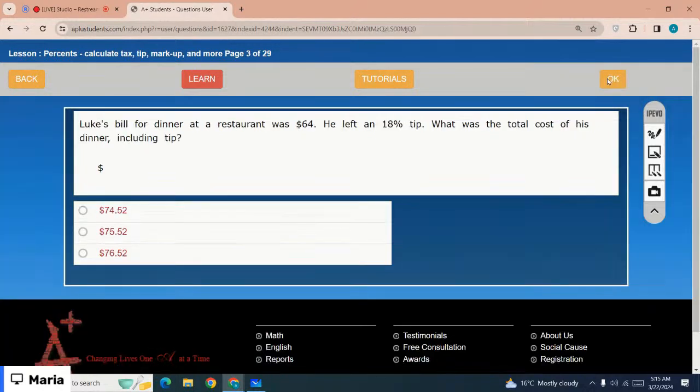Okay, the next one is Luke's bill at the dinner is $64. He left an 18% tip. What was the total cost of his dinner, including tip? So which is the correct option? Just do the calculations and let me do the answer.